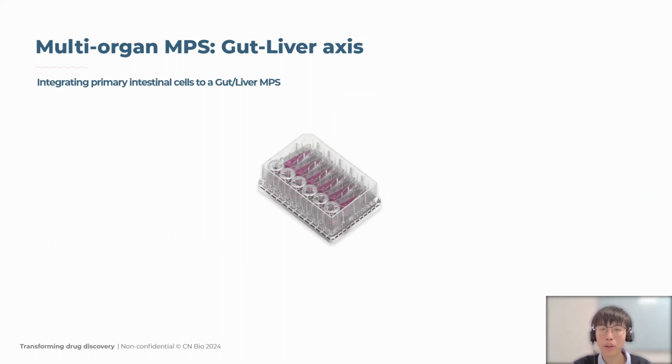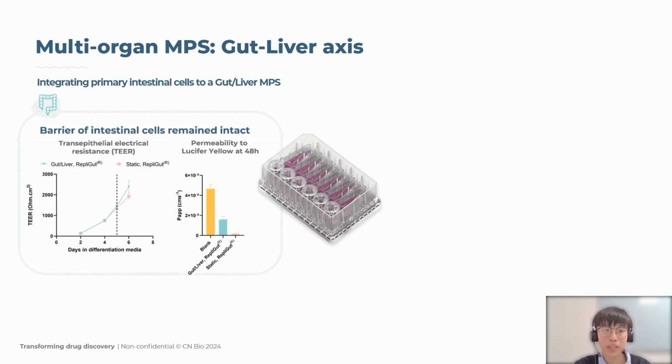So once the gut model has been fully differentiated, it could then be transferred to the transwell compartment within the multi-organ plate and establish the gut-liver co-culture. We have also established a special co-culture media that retains the functionality of the model for at least 48 hours. At the end of 48 hours, we performed some measurements and demonstrated that the primary gut barrier remained intact following exposure to a fluidic flow and also exposure to the liver culture.